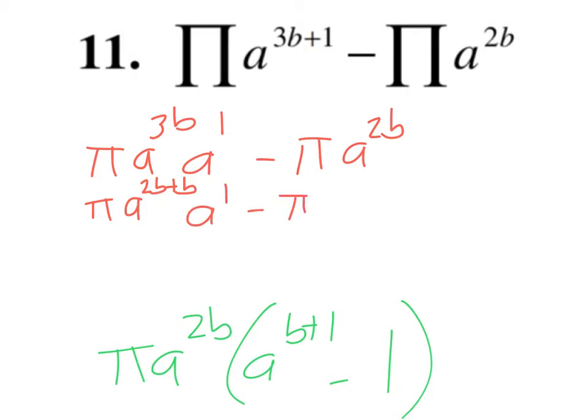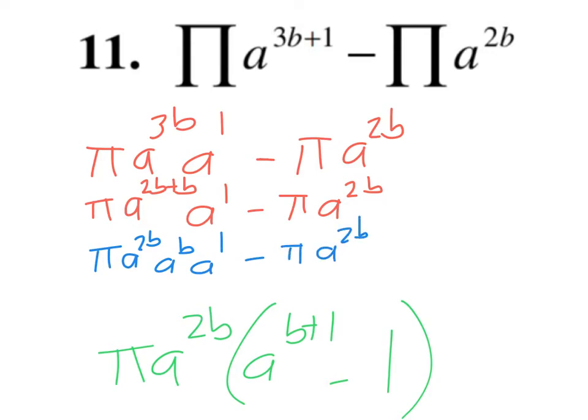Because again, there's several different ways you can work this problem as long as you're logically sound. I don't care which one you choose. Now, a to the 2b plus b, that is a to the 2b, a to the b, a to the first, minus pi a to the 2b. Now, what do they both share? They both have a pi. They both have an a to the 2b. And then what's left? I've got an a to the b, a to the first.